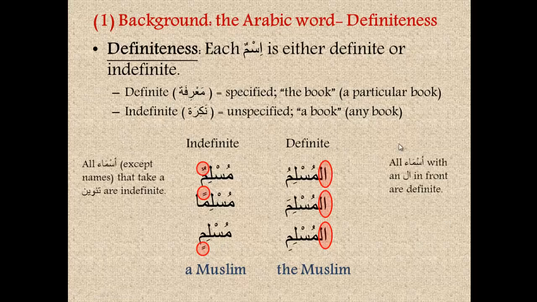So, take home lessons. All asma with the alif lam in front are definite. So if you see an ism with the alif lam in front, you should immediately remember that it is definite and specified. All asma except proper nouns or names that take a tanween are indefinite. You can ignore the stipulation for now. Basically, most asma that take a tanween at the end are indefinite. And of course, an ism cannot take both a tanween and an alif lam.